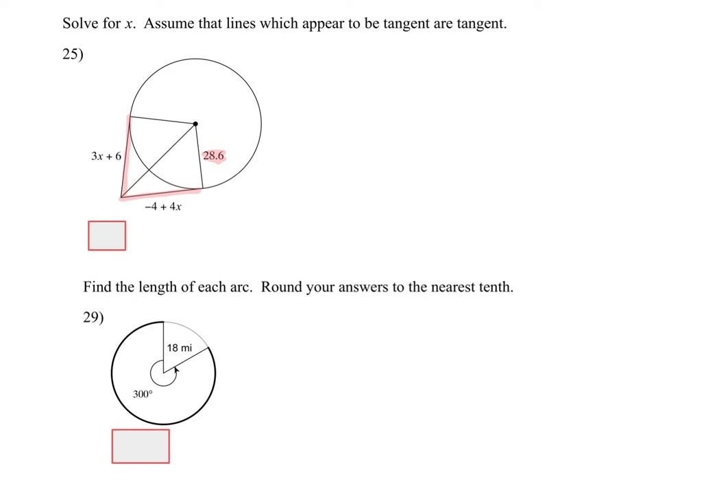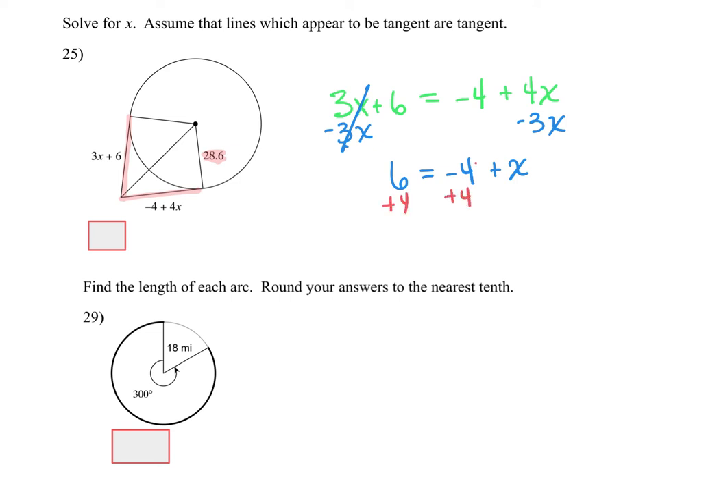So for this one, I'm going to set the 3x plus 6 equal to the -4 plus 4x. And I am going to solve because all I need to do is solve for x here. So I will subtract my 3x from both sides. I'll get 6 equals -4 plus x. And then I'm going to add my 4 to both sides. And I get x equals 10. And I am done. I did not need to use that other number at all for this.